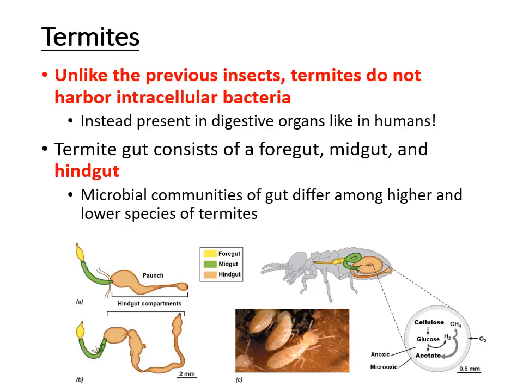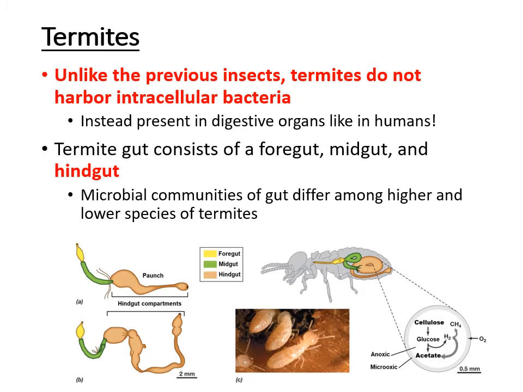Now, one of the insects that I know you've probably all heard mention of, especially with regard to their digestive abilities or what they like to digest, which can be quite annoying for the rest of us, are termites. And the way termites stand out compared with the other insects is that termites don't have intracellular bacteria. Instead, their microbiome is very similar to the way that humans have, with the majority being the gut community.